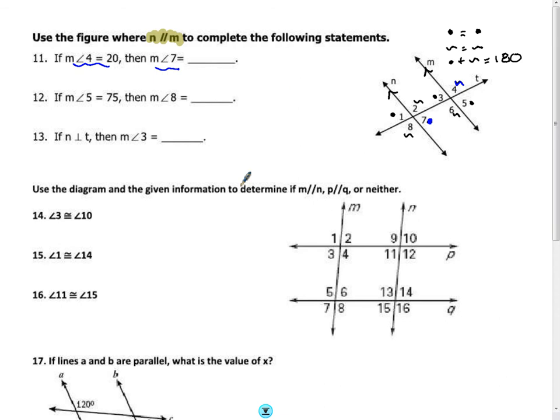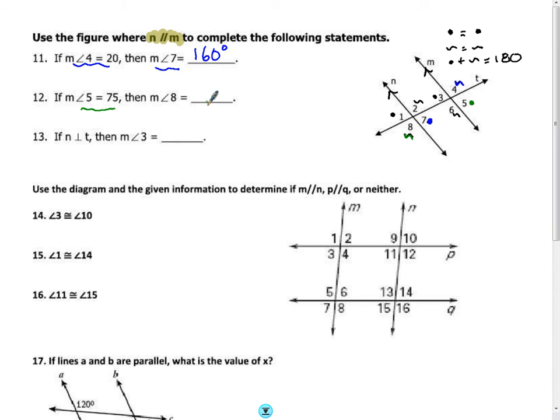In example number 12, angle 5 is 75 degrees, and it's a dot. Angle 8 is a squiggle. These are consecutive exterior angles, and because one's a squiggle and one's a dot, they also have to be supplementary. So when I take away and find the supplement of 75, I take away 75 from 180, I end up with an angle of 105 degrees.